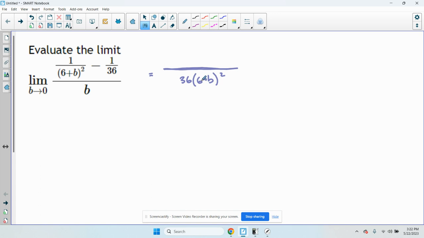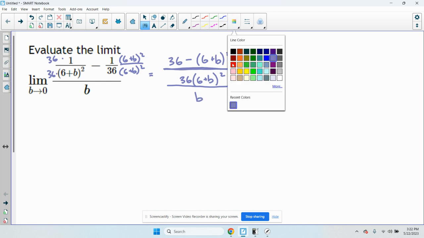So to get this to look like that, I need to multiply this by 36 over 36. To get this to look like that, I need to multiply this by 6 plus b squared over 6 plus b squared. So then the top becomes 36 times 1 is 36. And then I'm going to distribute this -1 to the whole thing. So this is negative 6 plus b squared over b.